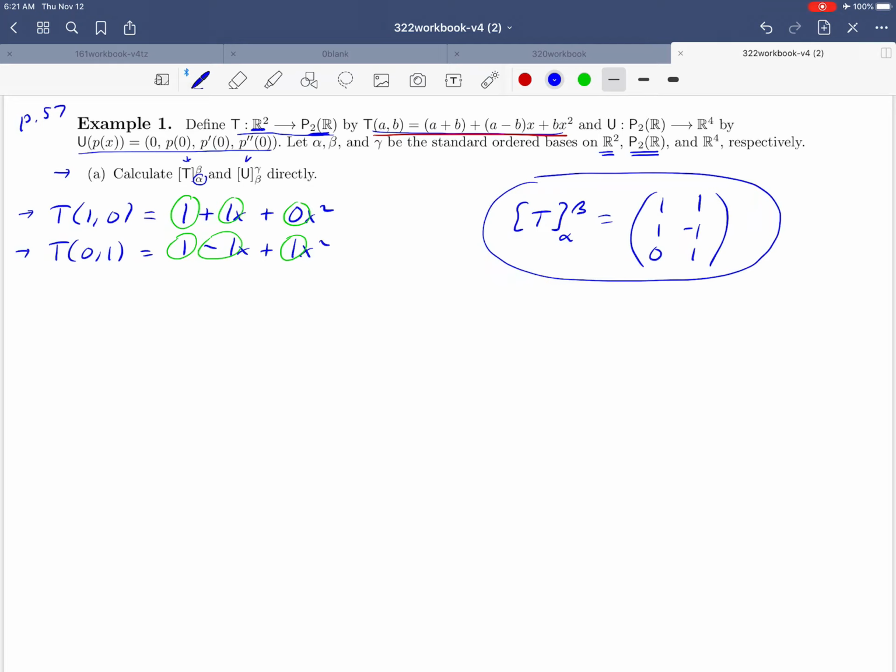We're ready to move on to the matrix for U now. There we're starting from the basis beta, which is the standard ordered basis for P2(R), if you read through the problem again. So this time we want to take the three polynomials 1, x, and x squared and substitute those into the transformation U.